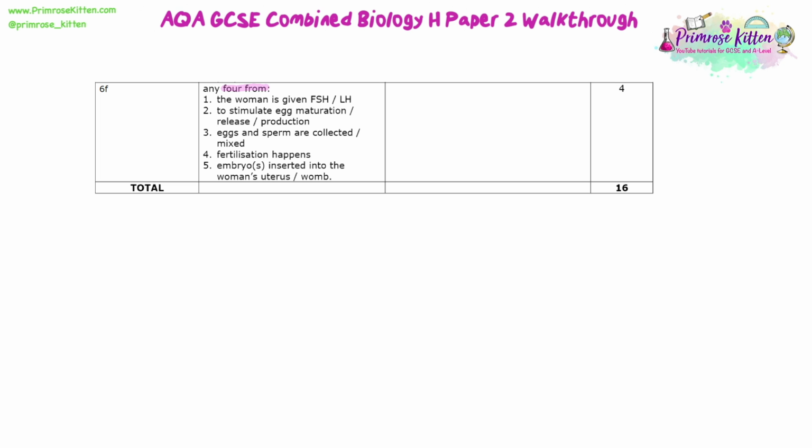Okay, so there's 4 marks available here, but there's technically 5 things you can say. So the woman is given FSH or LH, and you can have either of those. You don't have to say both like I did. To stimulate egg maturation, release, or production, you can say any of those. Eggs and sperm are collected or mixed, so eggs and sperm put together. Fertilization happens, so added to sperm or mixed with sperm, however you want to say it. Making sure you say fertilization, that gets you a mark. And then the embryo or the embryos are inserted into the uterus or womb. You can have either word there as well. So there's a couple of options that you can get marks for in this. But it's also very important that it goes in the right order and you explain the steps.